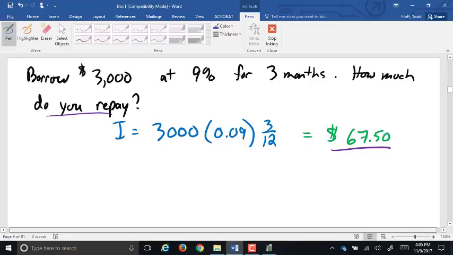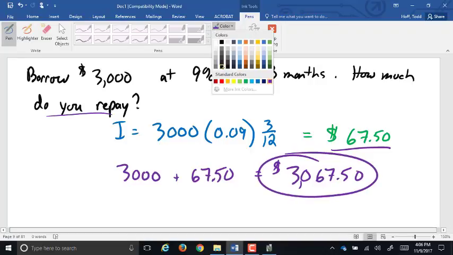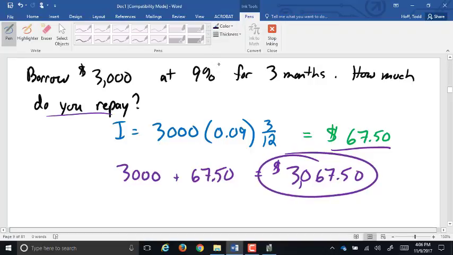Does that answer the question? No, how much do you need to repay? That'll be the 3,000 plus the $67.50. That's going to be $3,067.50. Any questions? Okay.